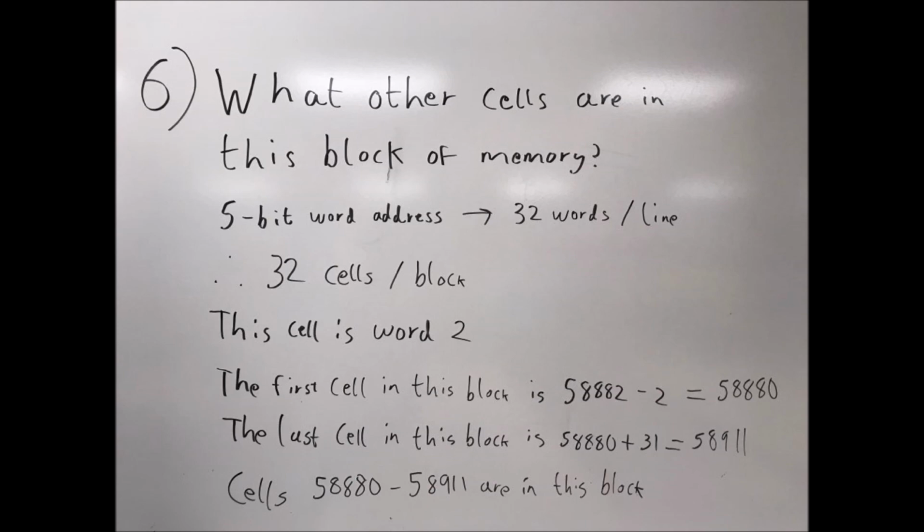So the first cell in this block must be 58,882, which is the cell, minus 2, which is 58,880. The last cell in this block is 58,880 plus 31 other cells, which gives you 58,911. So the cells in this block are the cells from 58,880 to 58,911.